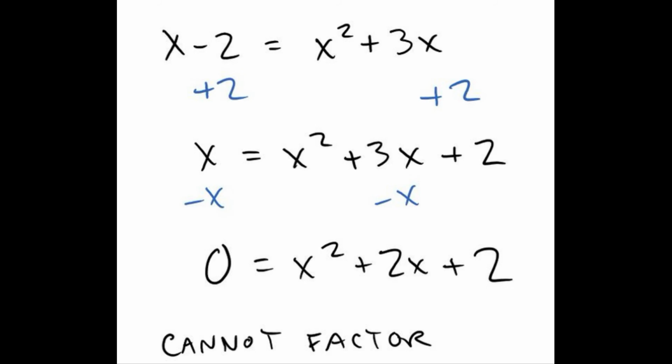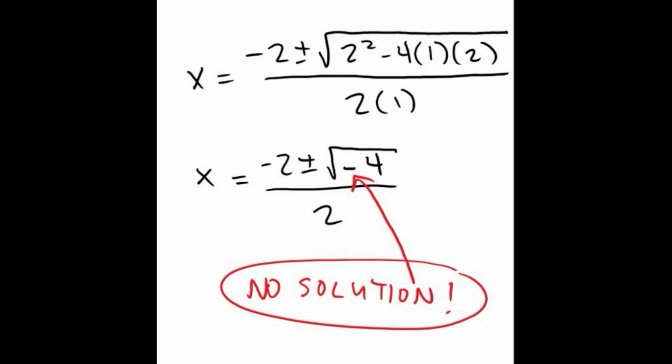Now I tried to factor this the slick way, but there's nothing that multiplies to make a 2 that adds up to a 2. 1 times 2 is 2, and 1 plus 2 is 3, so that doesn't work. So what you have to do is, I used the quadratic formula. If it's been a while for you, you might want to brush up on this. But I plug it all in, and it turns out you can't do this because you ultimately get the square root of -4. So this one doesn't work.